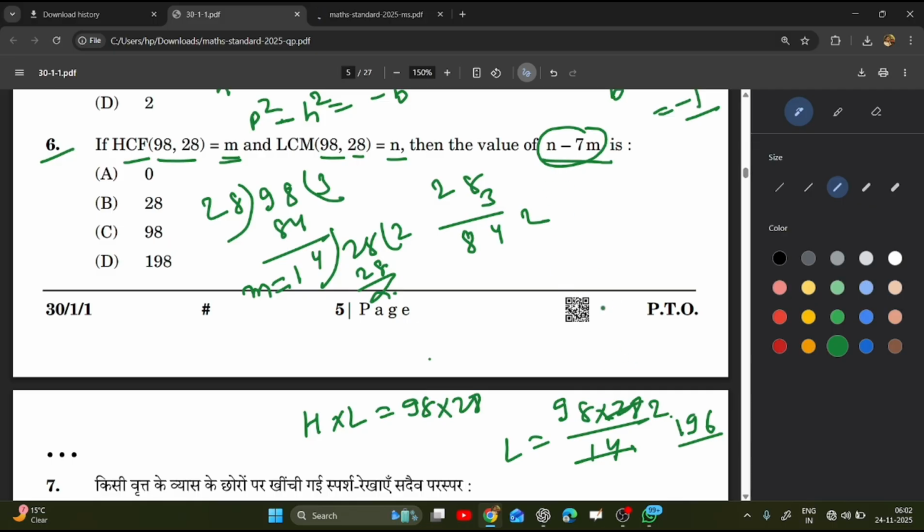Now use these two values here. N is equal to 196, minus 7 times m, where m is equal to 14. This will be 98. So 196 minus 98 is 98. Option C is correct.